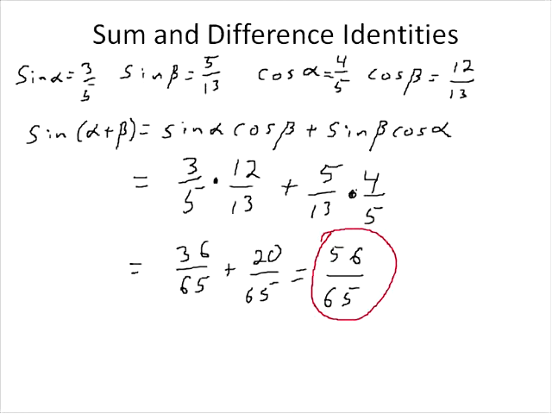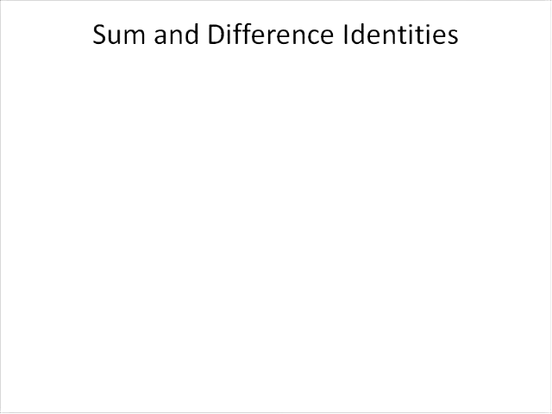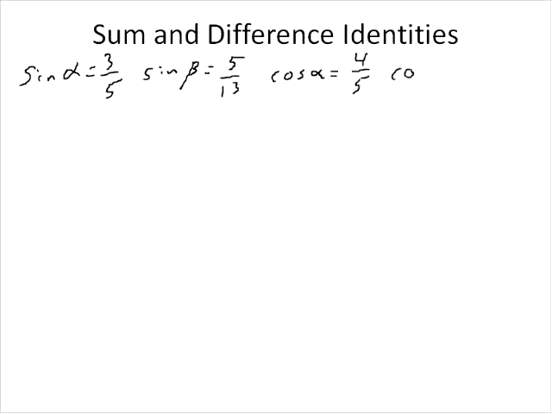But that's not all. We were asked to find the cosine of alpha plus beta. And again, I'm just going to write down what we know. We knew the sine of alpha, and this was given as 3/5. We know the sine of beta was 5/13. And again, this is the same from the previous line. We know that the cosine of alpha is equal to 4/5. And we know that the cosine of beta was equal to 12/13.